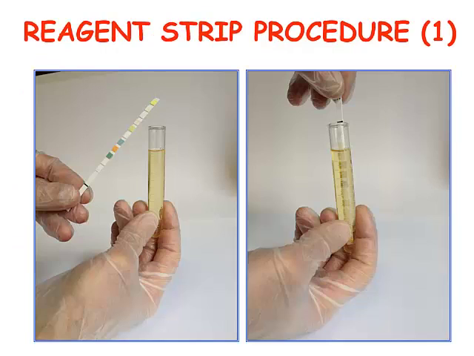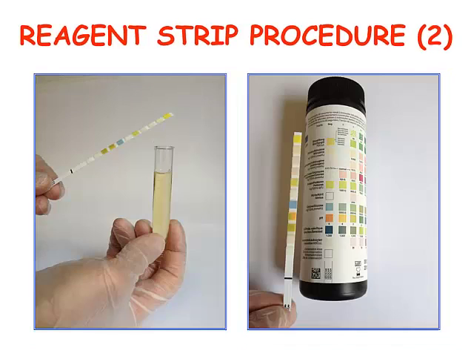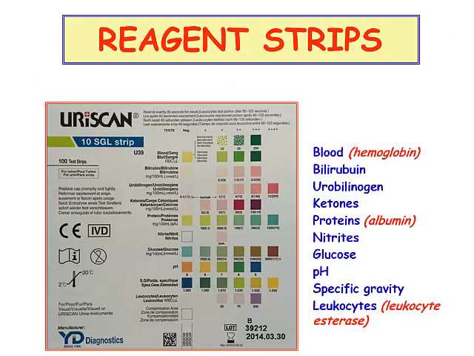Thus, you plunge the dipstick into the urine. This is not urine, but the litmus. You take it out, you wait for some seconds, and then you compare the color you have on the stick with the color you have on the box. You see here? And this is the full spectrum of analytes which can be tested with the multistick. You have blood, which is hemoglobin, bilirubin, urobilinogen, ketones, proteins, which actually is only albumin, nitrites, glucose, pH, specific gravity, and leukocytes, which is actually leukocyte esterase.